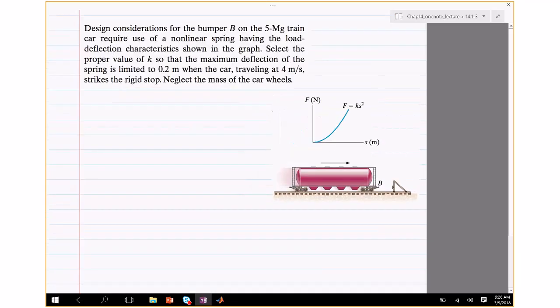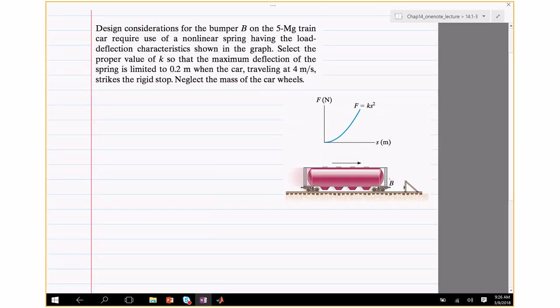Here's the first problem. Design considerations for the bumper B on the 5 times 10 raised to 6 gram, which is 5 times 10 raised to 3 kilograms train, require the use of a non-linear spring having load deflection characteristics shown in the graph. So this is the force displacement curve. Note that it is non-linear. Usually it's F equals kx, here it's k s square. Select the proper value of k, so this is the unknown, so that the maximum deflection of the spring is limited to 0.2 meters when the car traveling at 4 meters per second strikes the rigid stop. Neglect the mass of the car wheels.